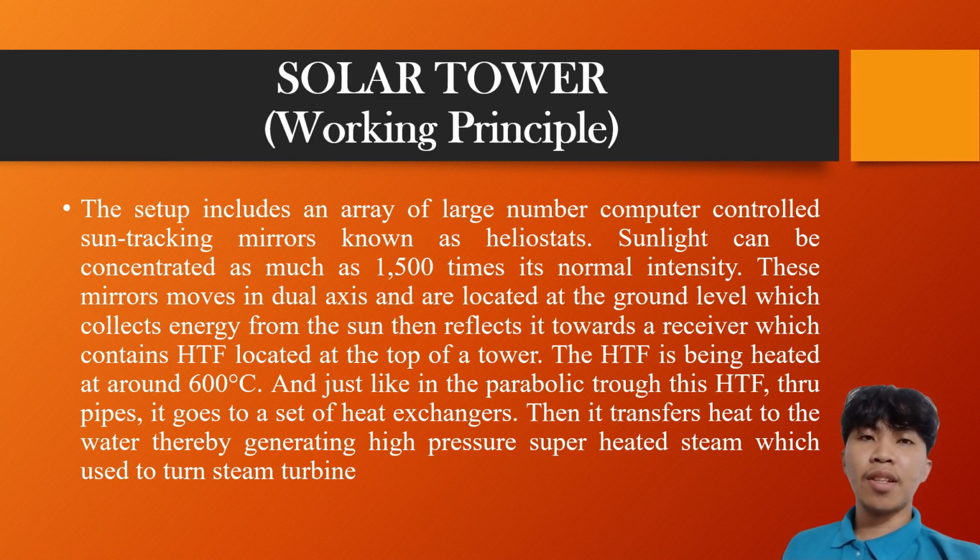The mirrors moves in a dual axis and are located at the ground level, which collects energy from the sun, then reflects it towards a receiver which contains HTF located at the top of the tower. The HTF is being heated at around 600 degrees Celsius, and just like in a parabolic trough, this HTF, through pipes, it goes to a set of heat exchangers. Then it transfers heat to the water, thereby generating high-pressure superheated steam, which is being used to turn a steam turbine.